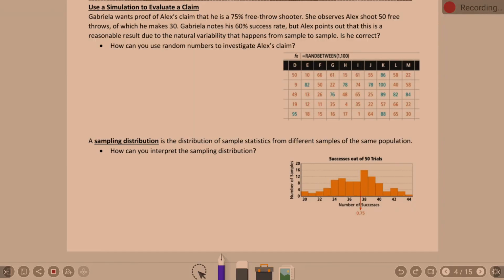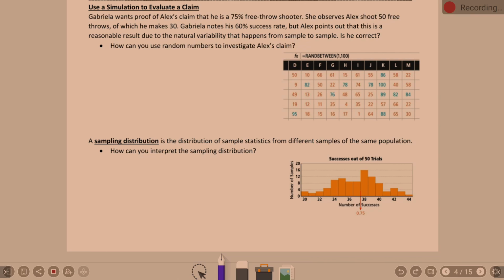We are in 11.5. I'm going to pick up talking about Alex and Gabriella. If you recall, Alex claims he's a 75% free throw shooter. He shoots for Gabriella. He makes 30, only 30 out of 50. Gabriella notices that's 60%. Alex points out, oh, that's just due to natural variability. In other words, you're allowed to have an off day, he says. Whereas Gabriella's thinking, yeah, but is that too far off?